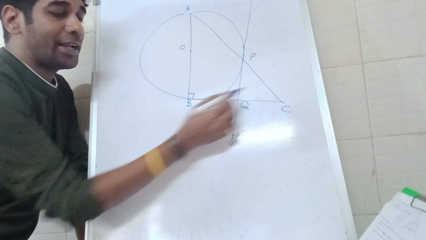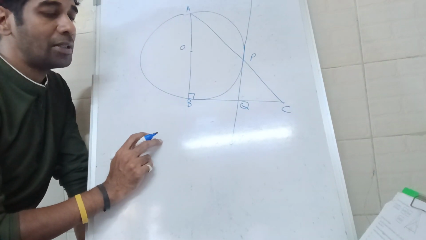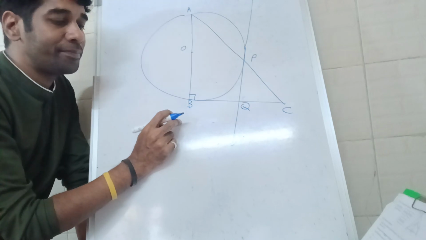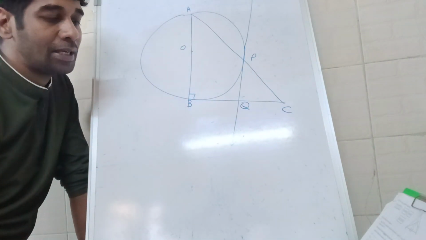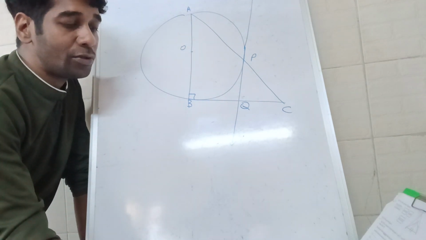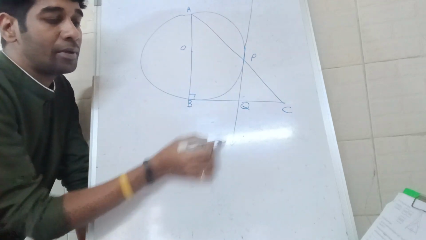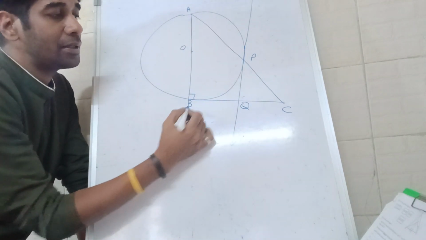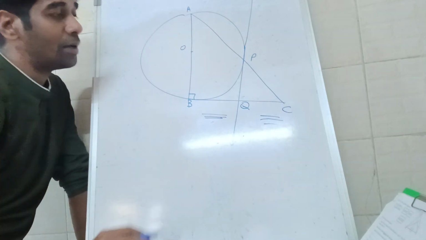ABC is a right angle triangle. At B, a circle is drawn with diameter AB intersecting the hypotenuse at P. Show that the tangent to the circle at P bisects BC. Then I have to show that these both sides are equal.